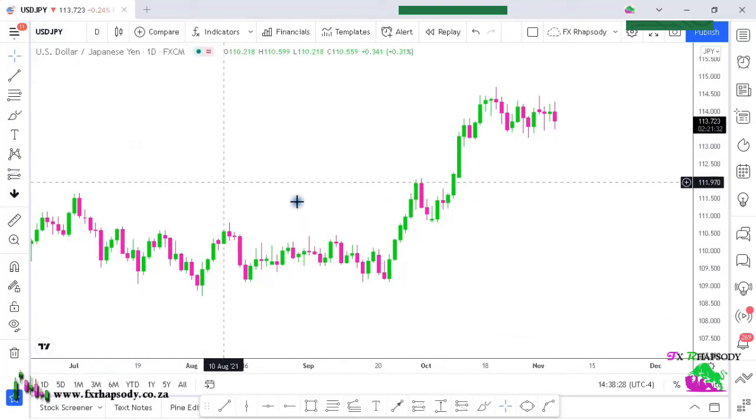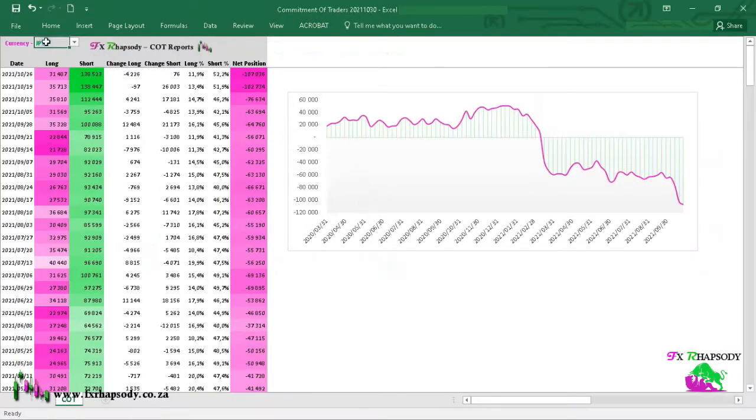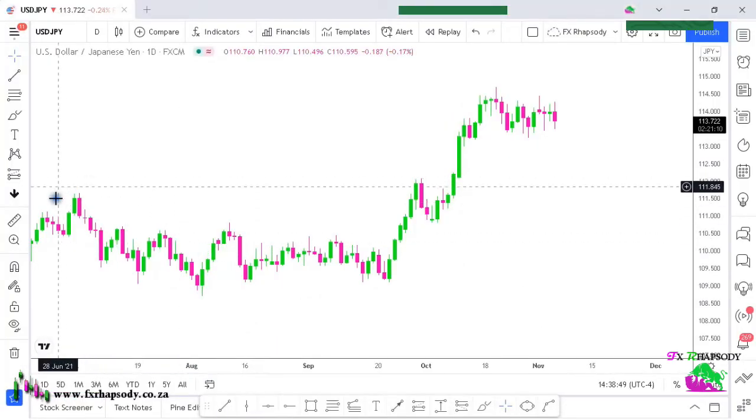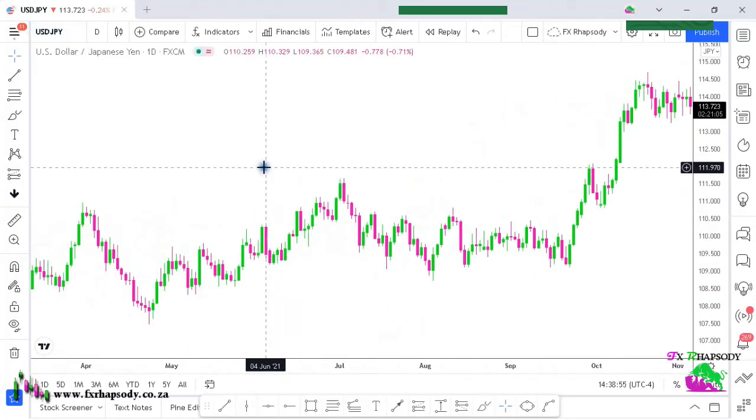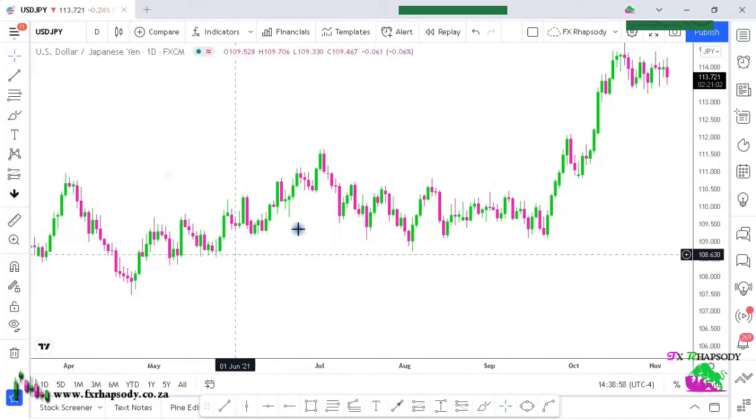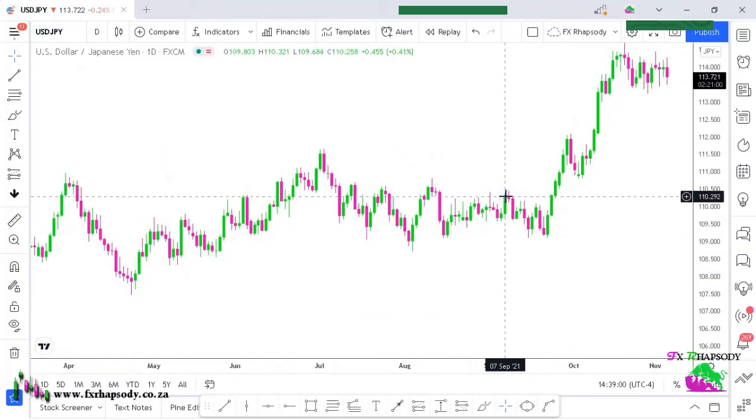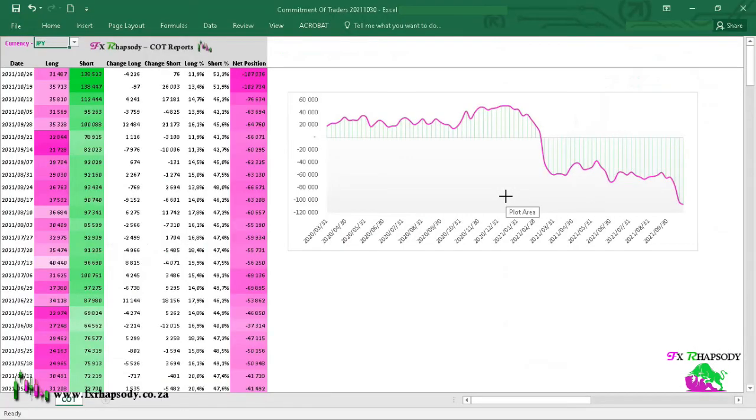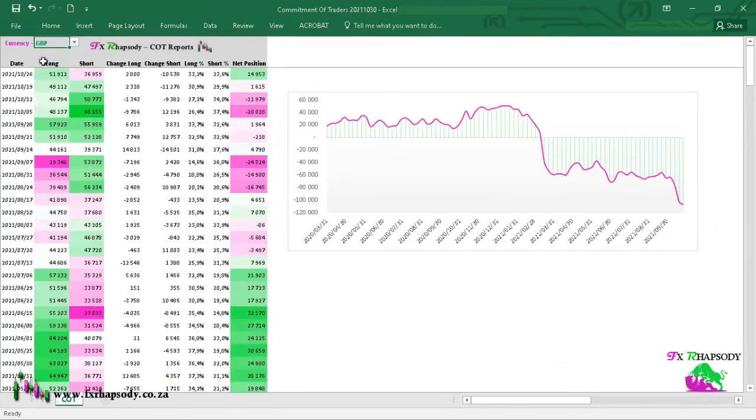So if you look at the Japanese yen on the COT reports and you see this movement to the downside, that means if you look at the US dollar versus the Japanese yen, price is going to be the opposite to what this is. Because if this gets weaker, the dollar will obviously get stronger in the currency pair dollar versus yen. That is why you see this big movement to the upside on the US dollar Japanese yen. So you with me? The same with the British pound.